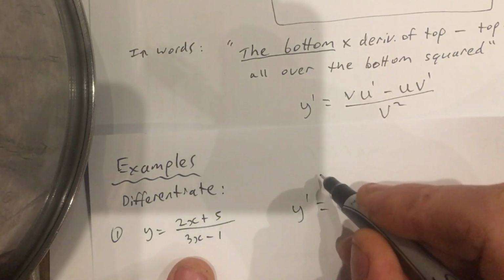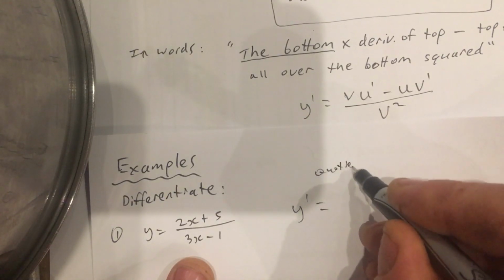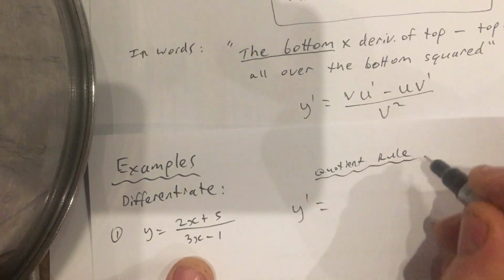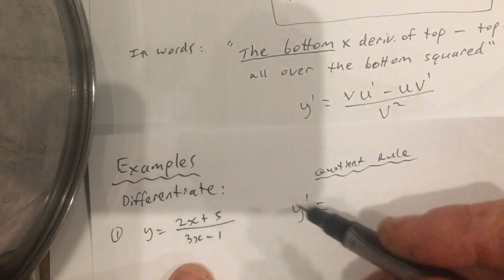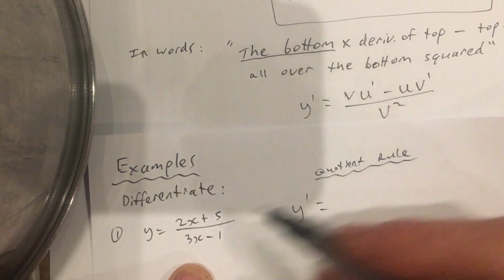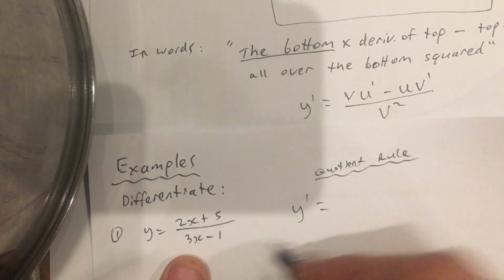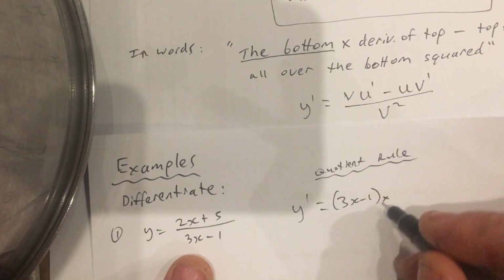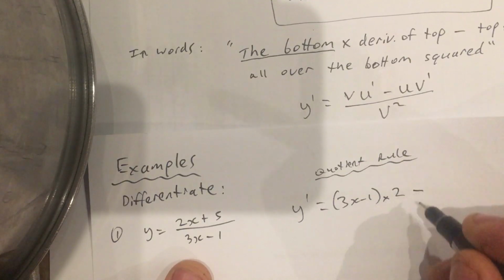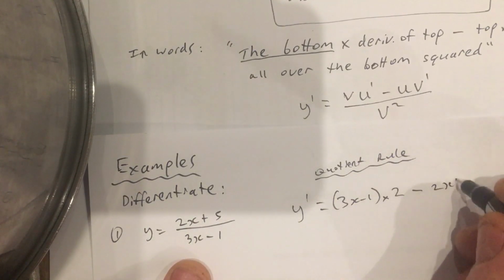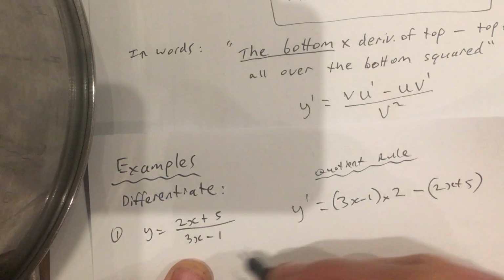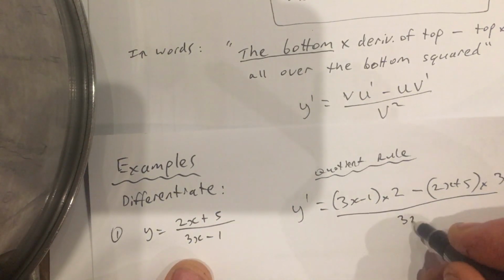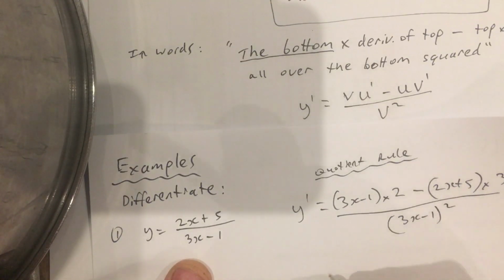Now, so already picking up, I'm using the quotient rule, because in the end, recognizing this is half the battle. That it's a quotient, it's a fraction. I'm differentiating it, so I need to use the quotient rule. All right, so here we go. So it's the bottom, 3x minus 1, times the derivative of the top, 2, minus the top, 2x plus 5, times the derivative of the bottom, 3, all over the bottom squared, 3x minus 1 squared.